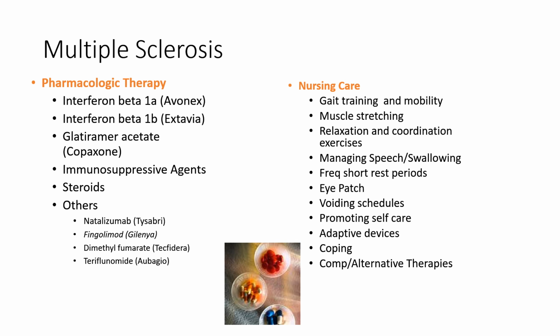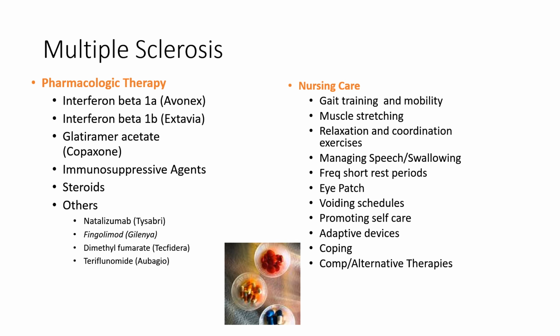The others category is where your book talks about much research being done. The first one, natalizumab or Tysabri, was the first IV monoclonal antibody. It binds to the white blood cells to prevent further damage to the myelin. Gilenya was the first oral immune modulator, and it's still widely used.